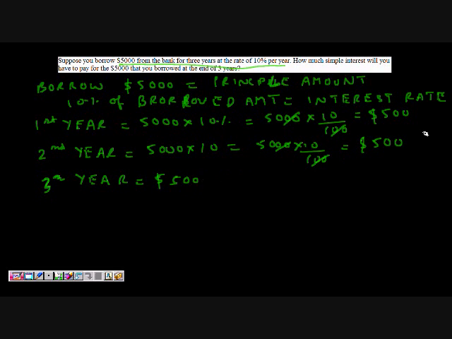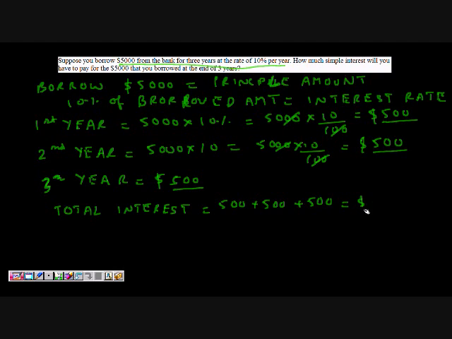So you see, at the end of the first year you're paying 500, in the second year 500 more, and at the end of the third year 500. So total interest is equal to 500 plus 500 plus 500. At the end of 3 years, you'll be paying $1,500 extra to borrow the $5,000 for 3 years.